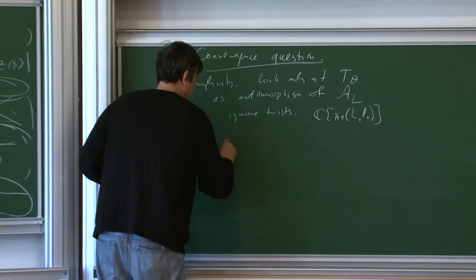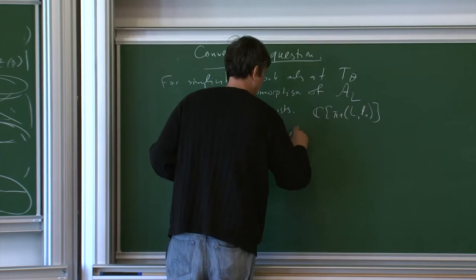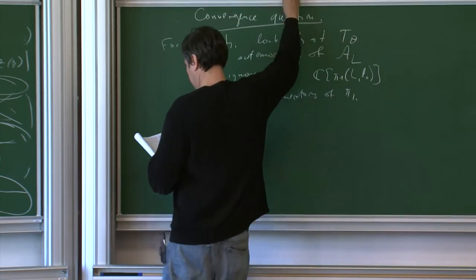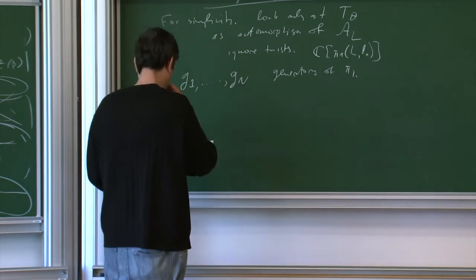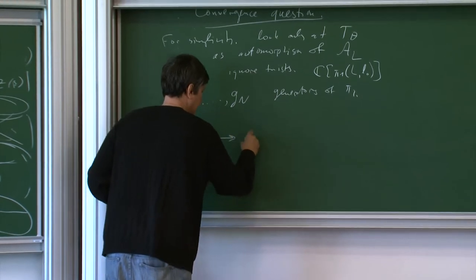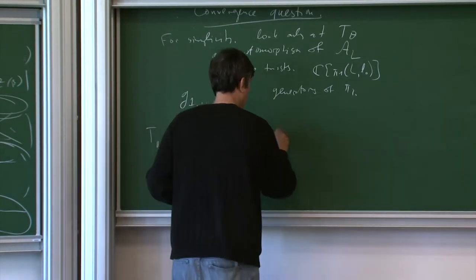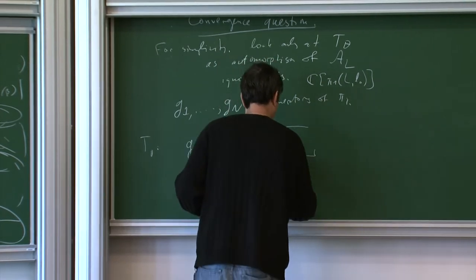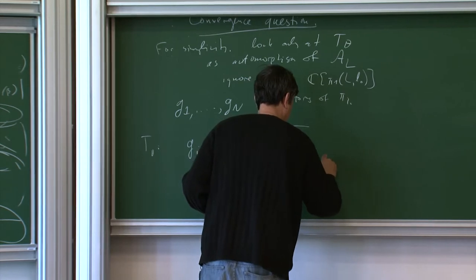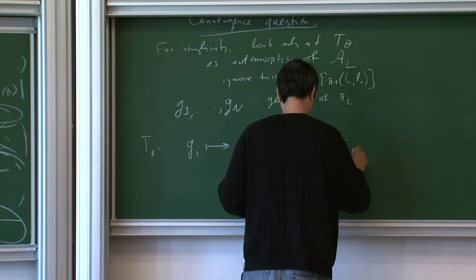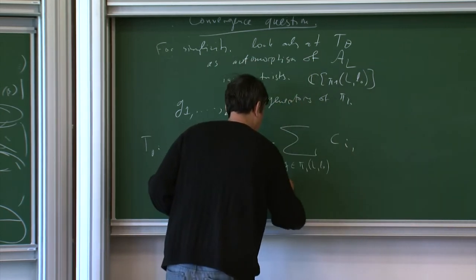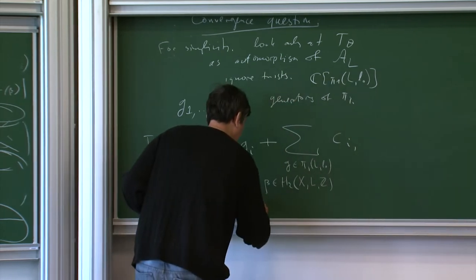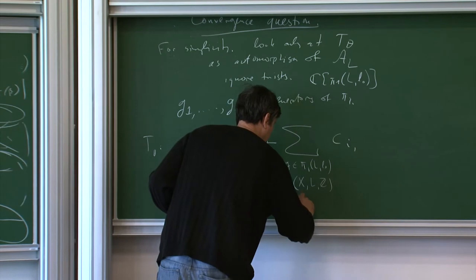First of all, we choose some generators of this group. And then the automorphism T theta should act on generators like this: g_i goes to g_i plus an infinite sum over certain g belonging to pi 1 of L naught, c_i, and beta in H2 of X relative to L, such that the boundary map of beta is the abelianization of g belonging to H1 of L.